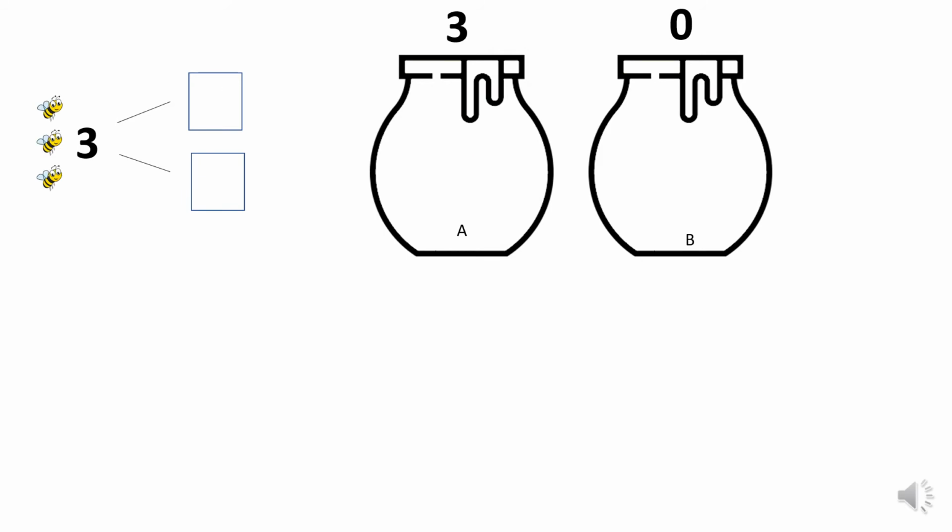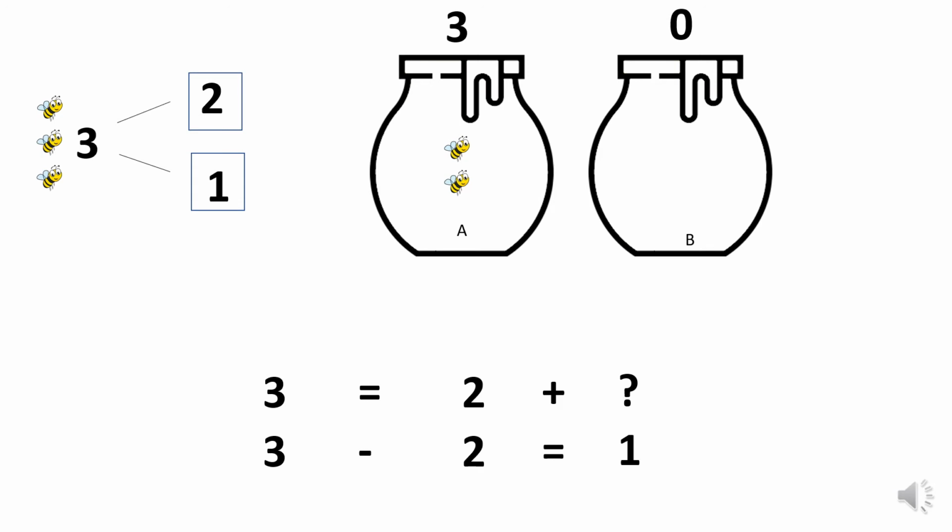Let's try it with splitting the bees the other way. If you were to place 2 bees in one pot, how many bees will there be in the other pot? This can be shown as 3 equals 2 plus question mark. In order to find what the question mark is, we need to think of it as having 3 bees to begin with. Then, placing 2 bees in one pot means taking away or minus, so it will be 3 minus 2 equals. 3 minus 2 is 1, so we know that the question mark is 1.